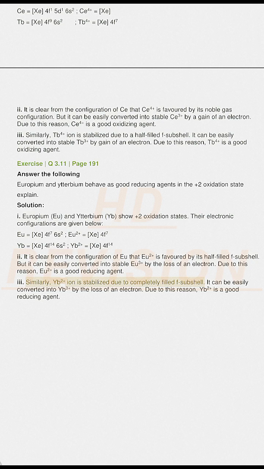3. Similarly, Yb2+ ion is stabilized due to completely filled f subshell. It can be easily converted into Yb3+ by the loss of an electron. Due to this reason, Yb2+ is a good reducing agent.